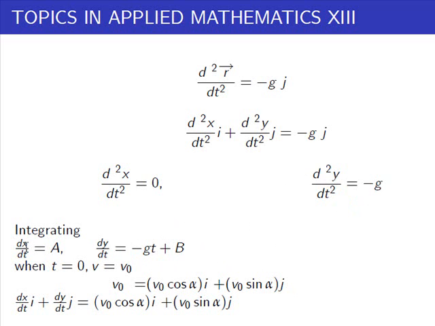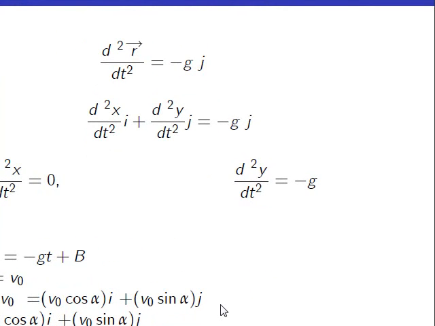In these equations, we have constants of integration. In this equation, the constant of integration is a, and in this equation, the constant of integration is b. We have to find these unknown constants, and for that we need initial conditions. The initial condition is that at time t equal to 0, the velocity is equal to v naught. The particle is thrown in the plane at some angle alpha, so the components of the velocity at initial time t equal to 0 become v naught cos alpha i plus v naught sin alpha j.